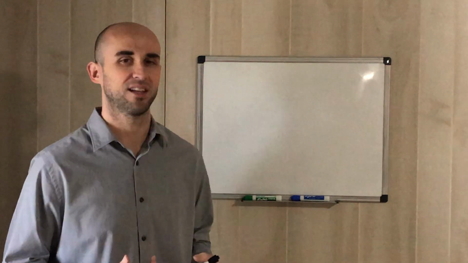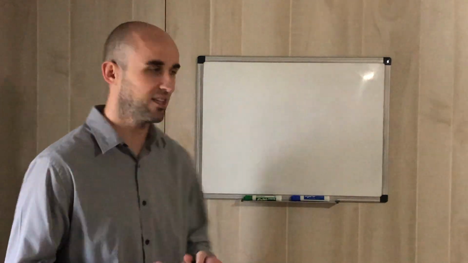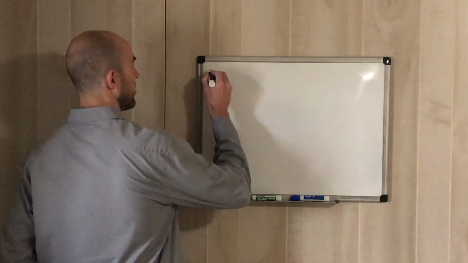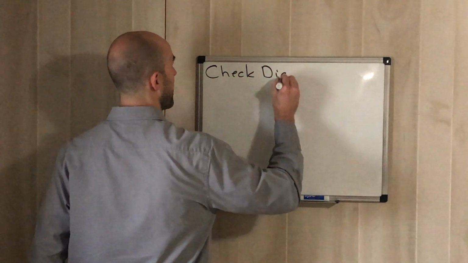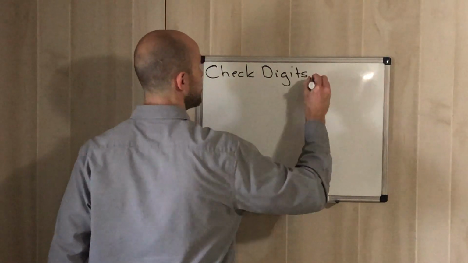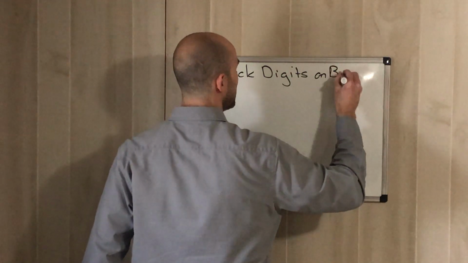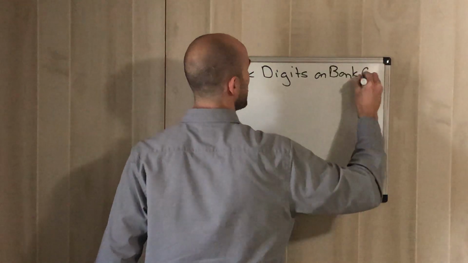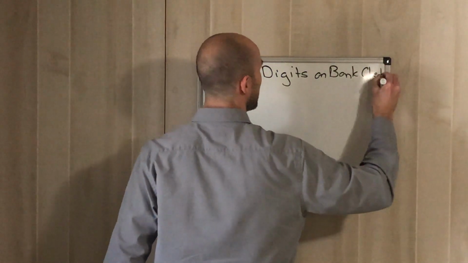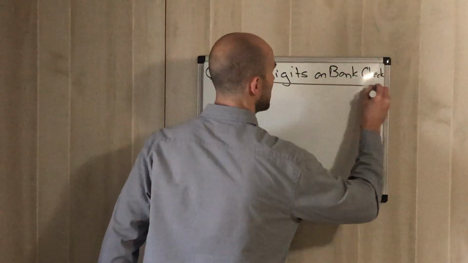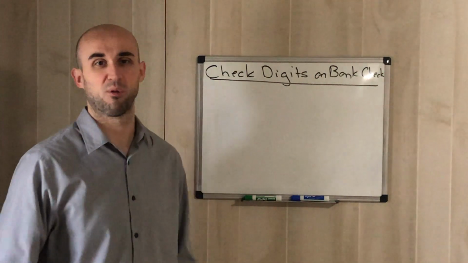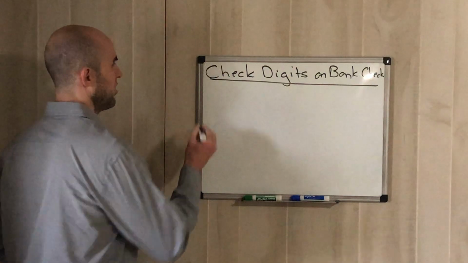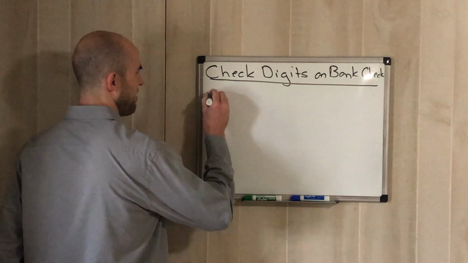What we're going to be working with today is check digits, but not on barcodes. Today we're going to be working with check digits on bank checks. Now, I don't know if you guys have ever looked at a check. Checks that your parents get from getting paid or paying other people out. Again, you've all seen checks at some point in your life, right?